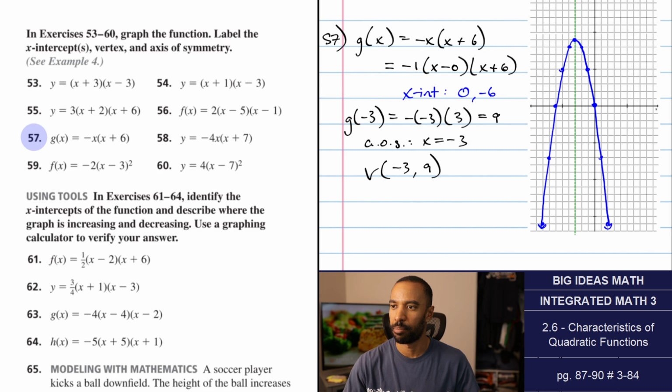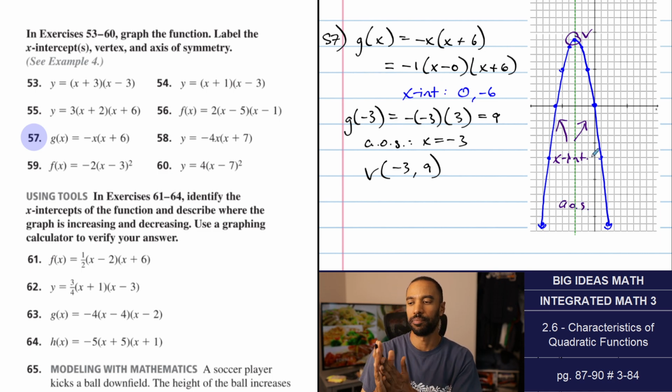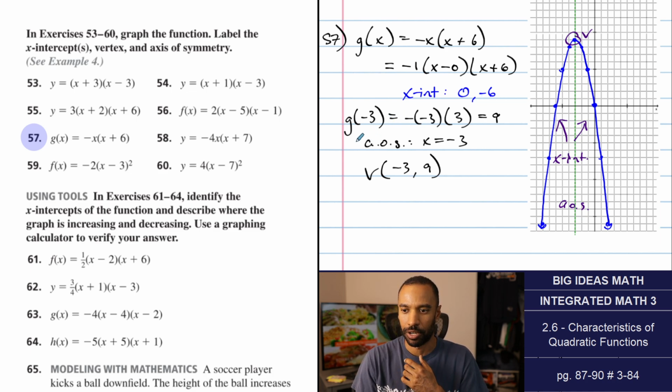All right. The labeling cometh. V. Ooh, a little more space. X-int, and AOS. Hopefully you're good with that labeling, as I've written down what they are here, right? AOS, V, and X-int.